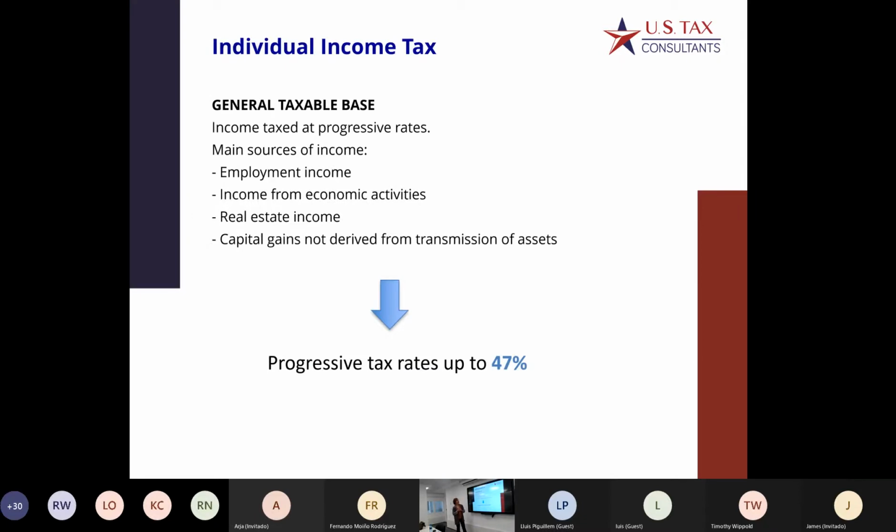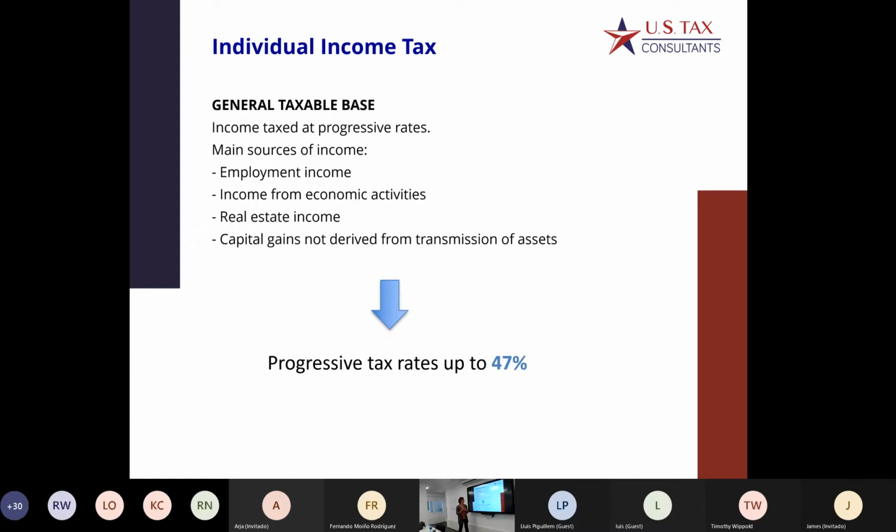Okay, the Spanish tax return. We have what is called the general taxable base and the special taxable base. The general taxable base is the one where the income is taxed at progressive rates. This means the more you earn, the more you pay.